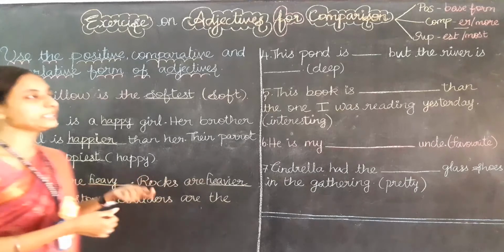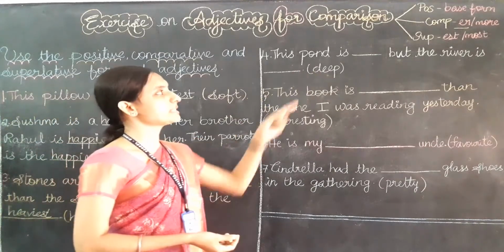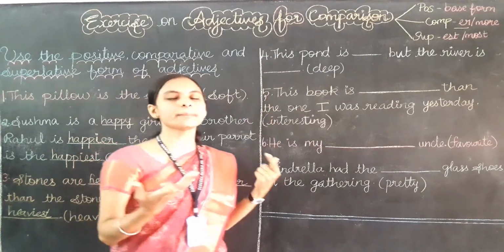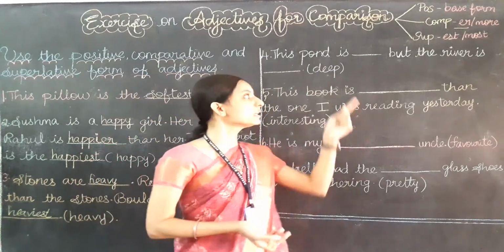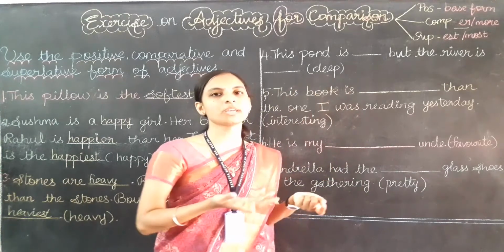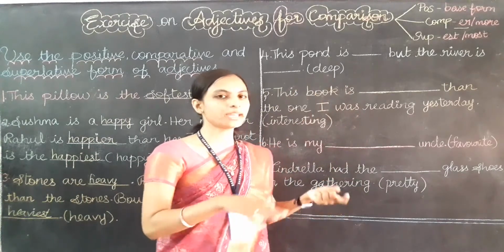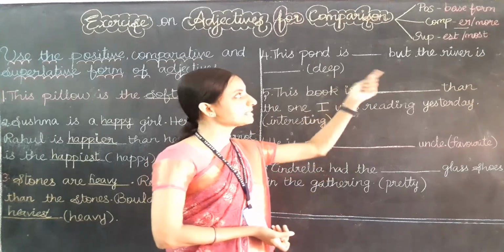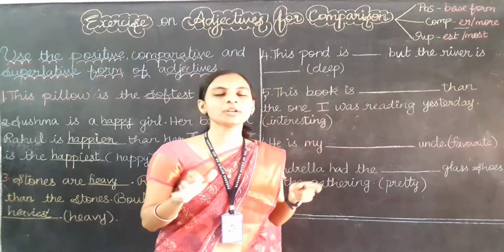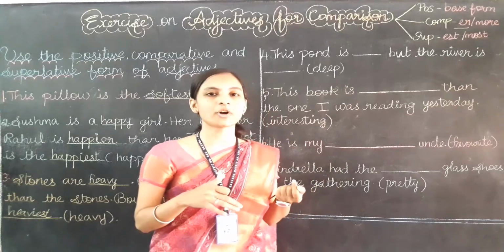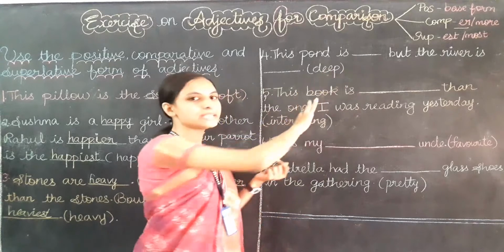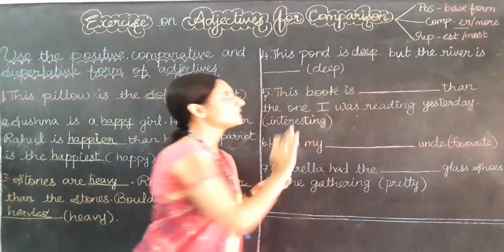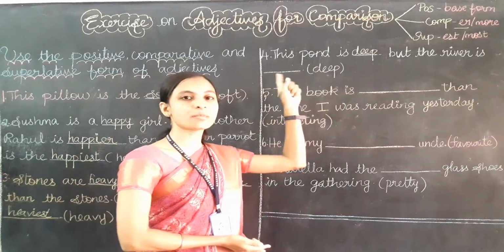Okay, let's go for the fourth one. This pond is dash, but the river is dash. This pond is dash. Now I am just imagining that I am telling you this pond is, they have given the adjective deep. I am just showing, right? This pond is deep. Okay, here in the first sentence I am not comparing this pond with any other, but in the second sentence only I am comparing. So when I am not comparing, which kind of form I need to use? Positive only without making any changes. So this word will come directly, that is deep. This pond is deep, but I am comparing this pond with the river.